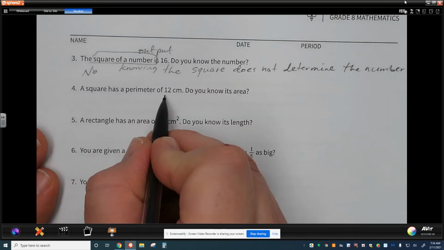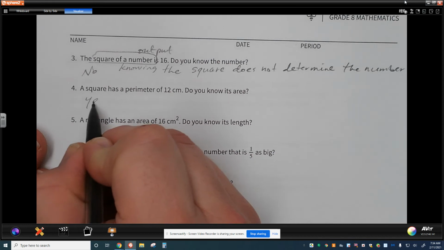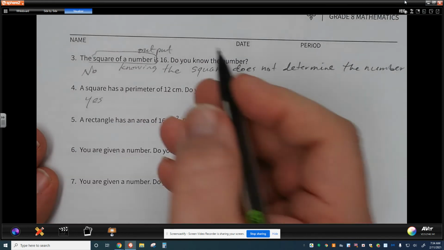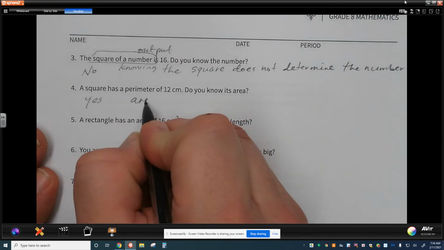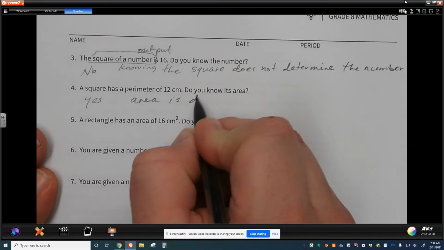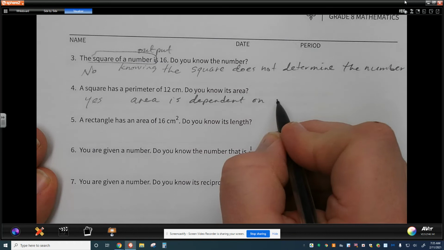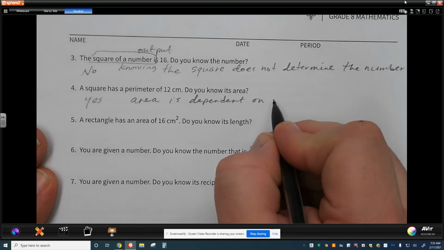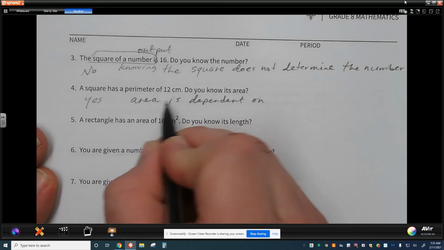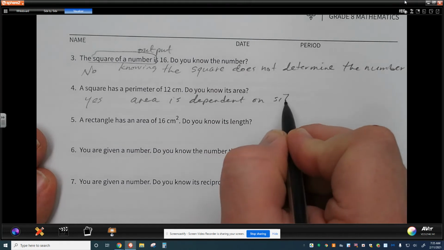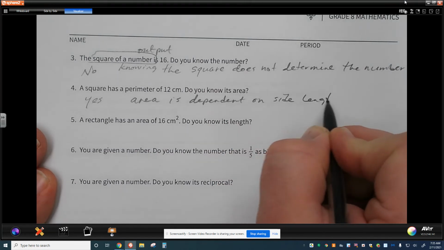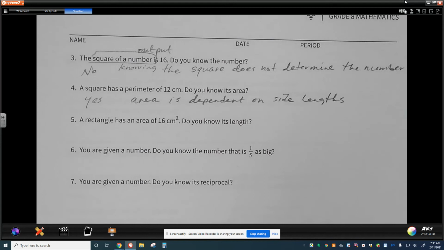When we talk about the square perimeter is 12 centimeters, this is a yes. Do you know the area? Well, area is dependent on the length of a square. So area of a square is dependent on side lengths. You have to know the side lengths in order to determine the area.